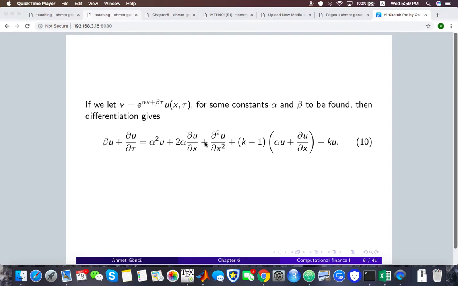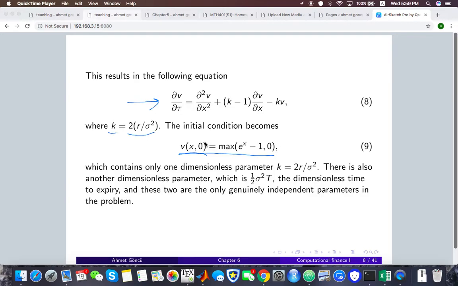There is one more step. Now you can see we are getting close. Everything is now in terms of this v, x, and tau. But what we want to get is the heat or diffusion equation, and remember that this is the form of the heat or diffusion equation. So we still want to get rid of some extra terms here.